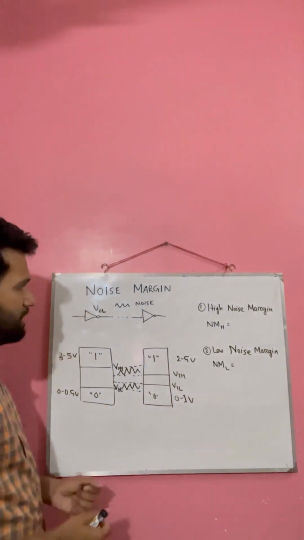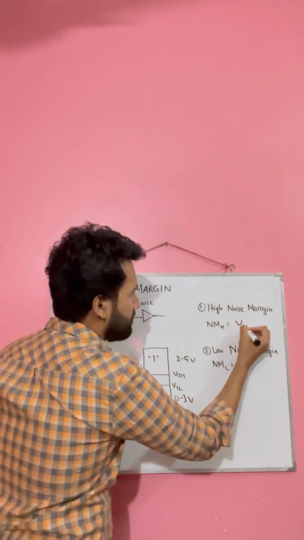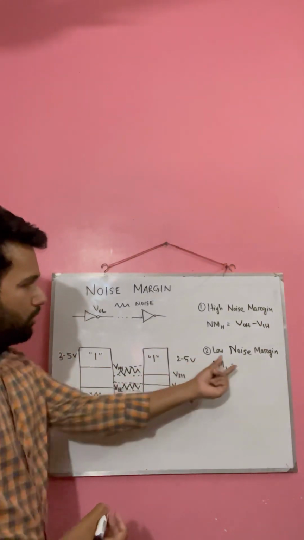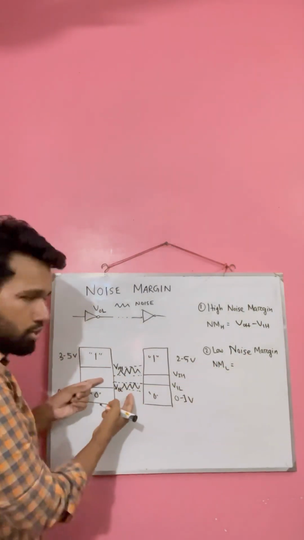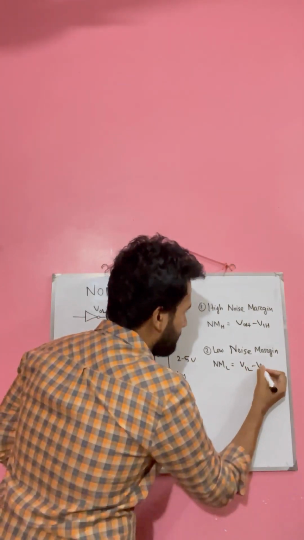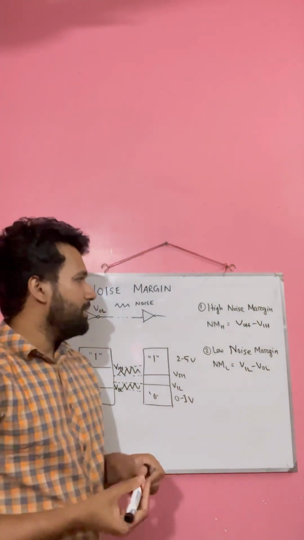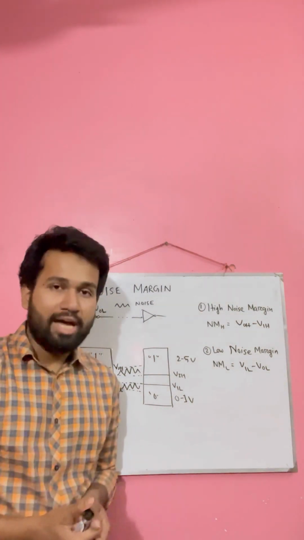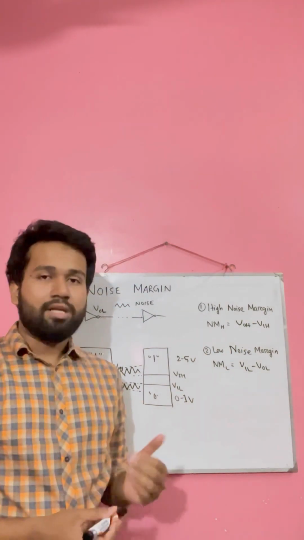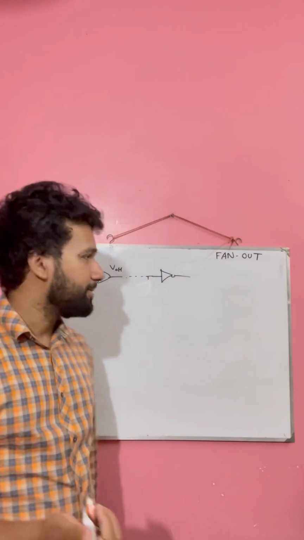So we can define our high state noise margin as the difference of these two levels, that is VOH minus VIH, and our low noise margin can be defined as the difference of these two levels, that is VIL minus VOL. These are the two types of noise margin. Basically, we always prefer a high noise margin, and in that case, our logic gate will be more immune to the external noise. Now, we'll discuss fan out of digital logic circuit.